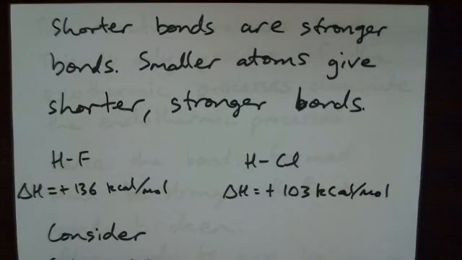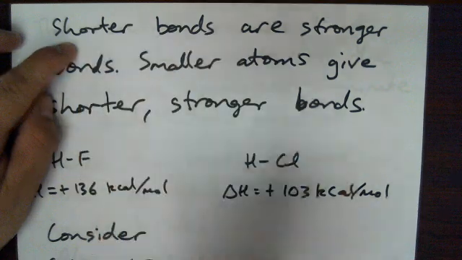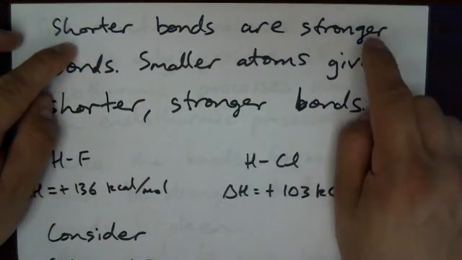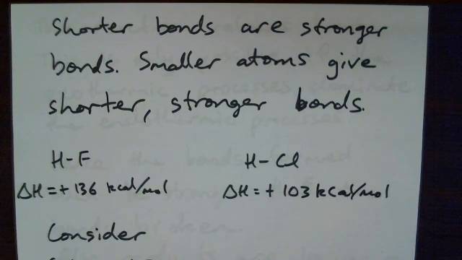Let's have a look at the factors that go into this chemical bonding. A lot of it has to do with the bond length, which is correlated with the bond strength. So stronger bonds are usually shorter bonds. So if you have a short, tight bond, it's going to be stronger. Smaller atoms give shorter, stronger bonds. So the smaller the atom, the stronger the bond is going to be.